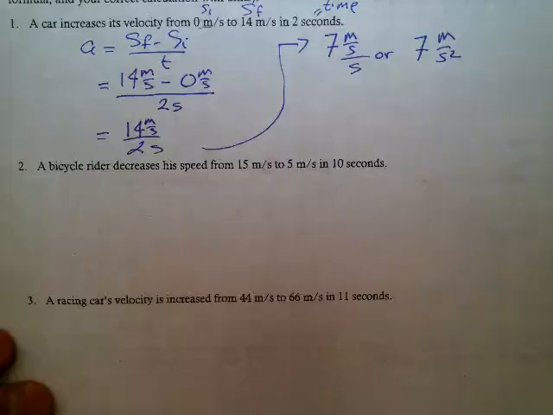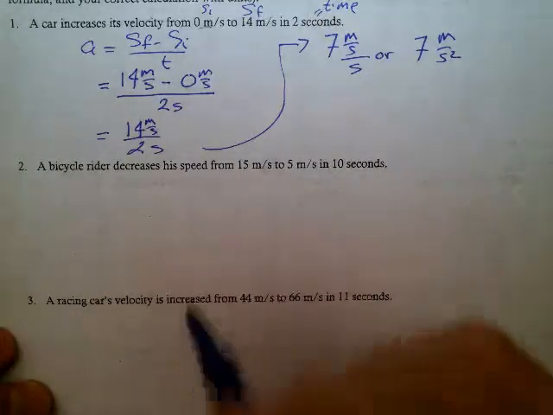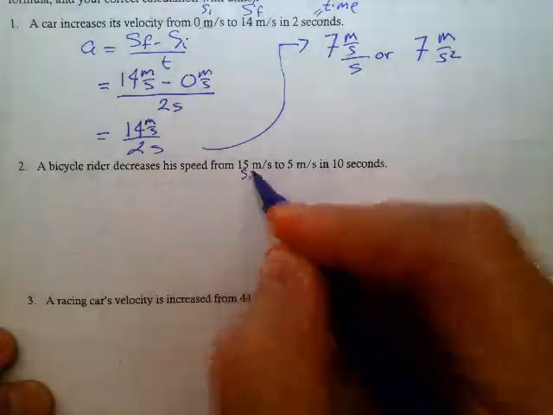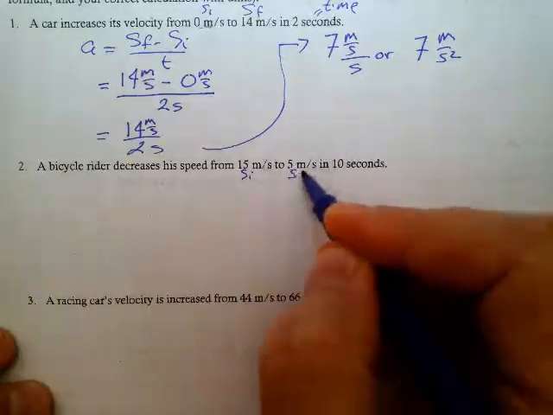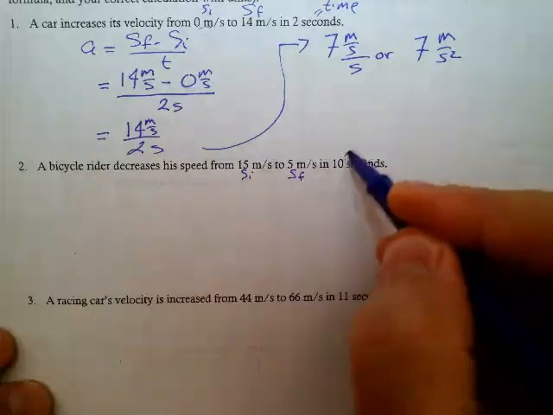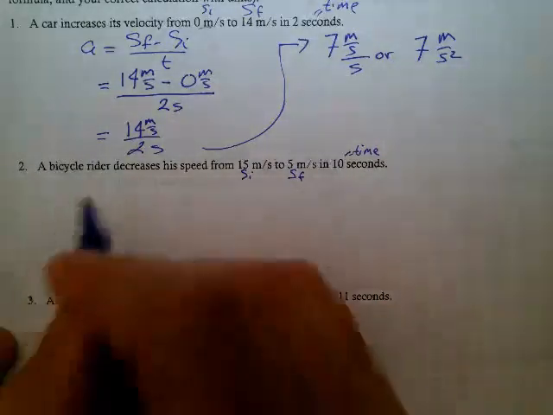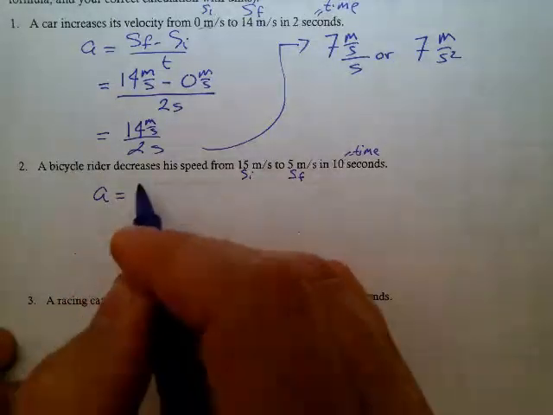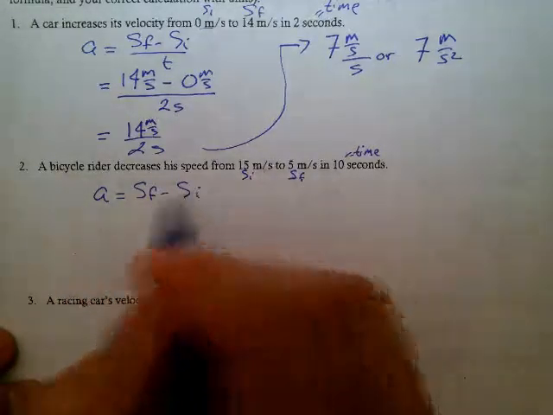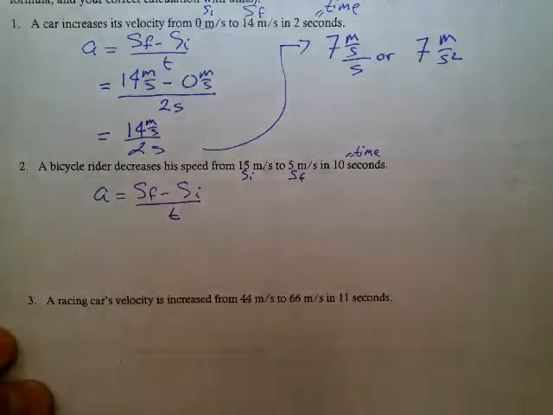All right, number 2. A bicycle rider decreases, okay, we're slowing down, decreases his speed from 15 meters a second to 5 meters a second in 10 seconds. So "from" is going to be our speed initial, 5 meters a second is going to be our speed final, and this will be our time. So let's start out how we should always start out. Acceleration equals speed final minus speed initial divided by time. Let's fill in with numbers and units.